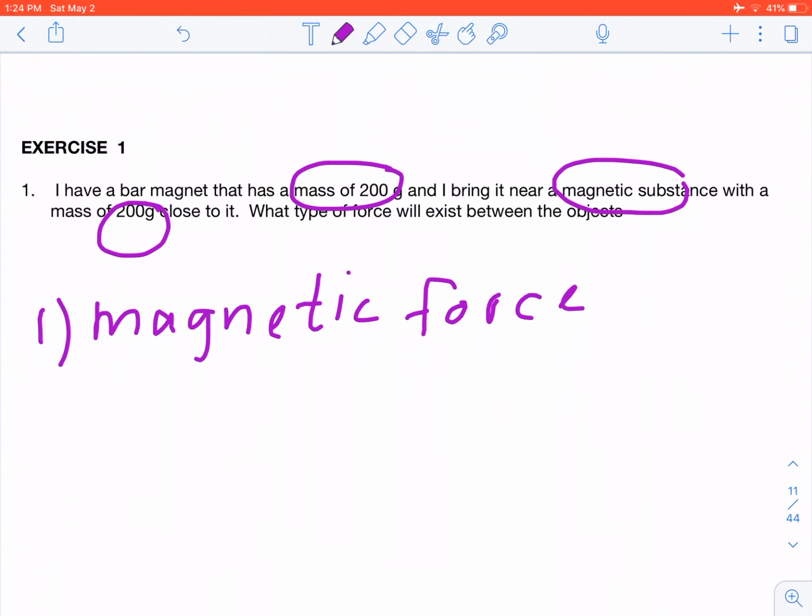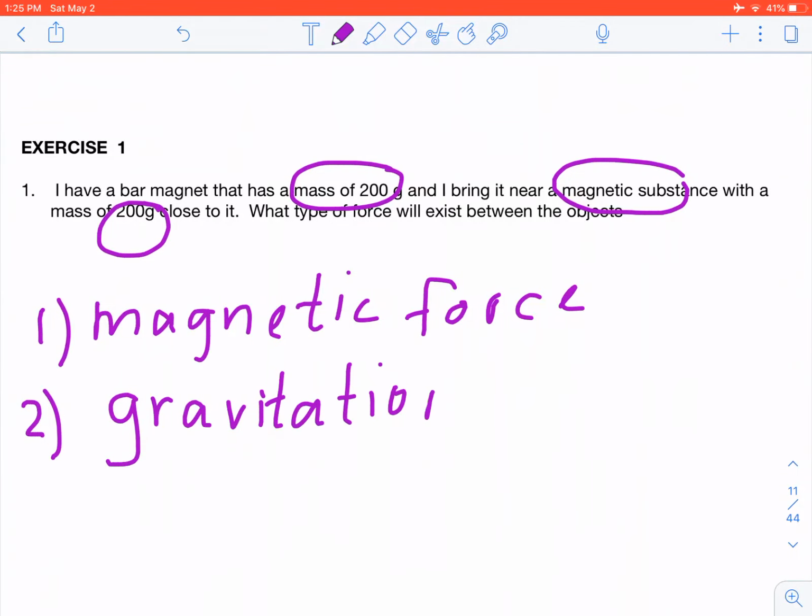Right. But these two objects also have mass. So if they have mass, there's going to be a gravitational force. Isn't that so? Yes. Gravitational force. Is there an electric force or an electrostatic force there? No, because I haven't said that these objects are charged. Right, so qualitatively, there's a magnetic force and there's a gravitational force.